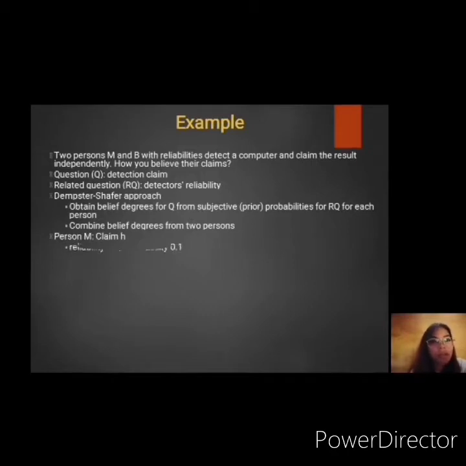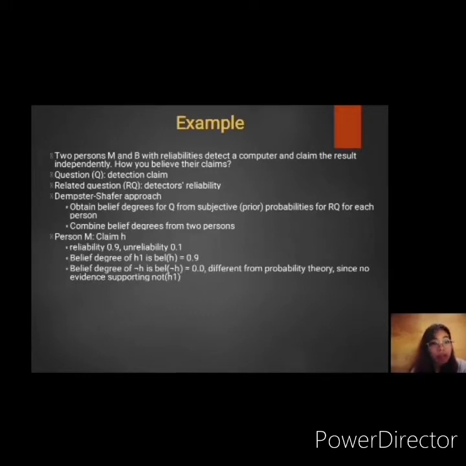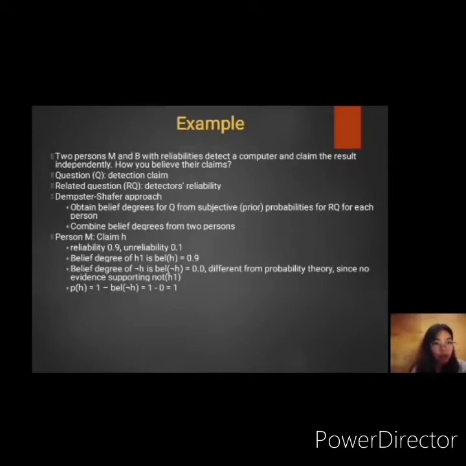So, person M claims H, and the reliability is 0.9, so the unreliability is 0.1. Then the belief degree of H, Bel(H), is equal to 0.9. So the belief degree of not H, Bel(not H), is equal to 0.0. This is different from probability theory, since there is no evidence supporting not H. So, Pls(H) is equal to 1 minus Bel(not H), which is equal to 1, not 0. Thus the belief measure for M claiming H is 0.9 and 1.